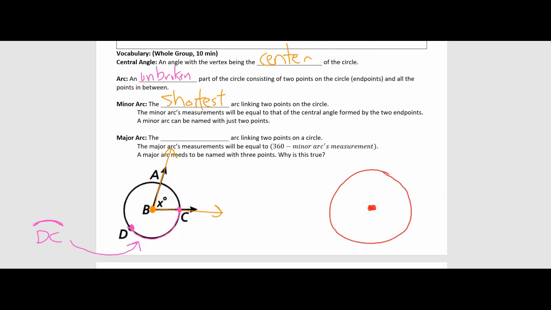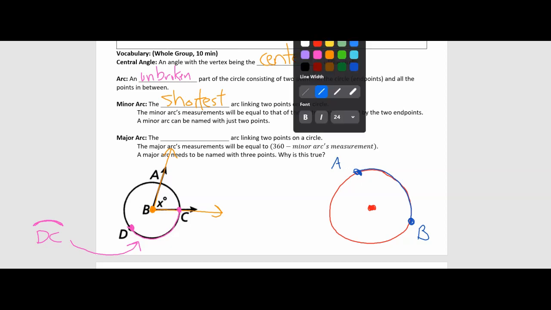If I want to do a minor arc, let's name these points A and B. Okay, the minor arc would be going this way, or would include these points, right? Because that's the shortest distance.